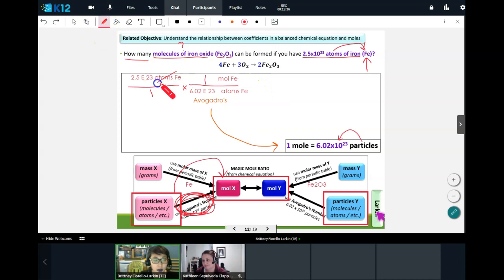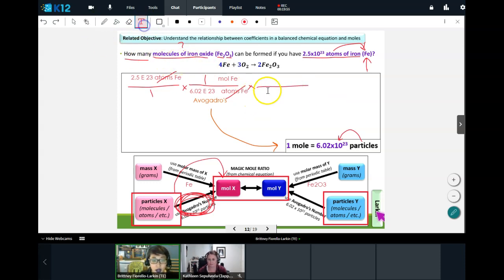So we've gotten rid of atoms of iron. I'm currently at moles of iron. Is that what I'm solving for? Take a look up here. Am I solving for moles of iron? Read carefully. Am I solving for moles of iron? This literally says molecules of iron oxide. So no, I'm not where I need to be yet. So let's keep on moving.